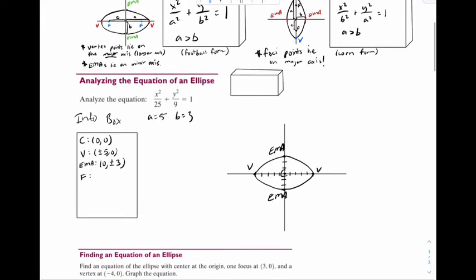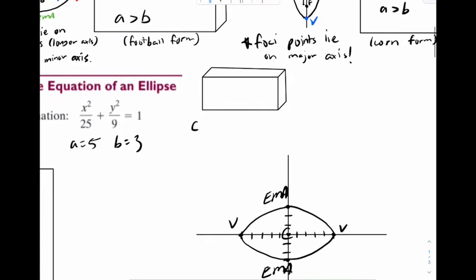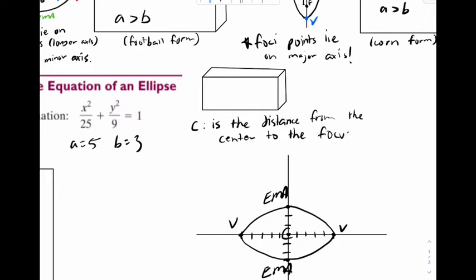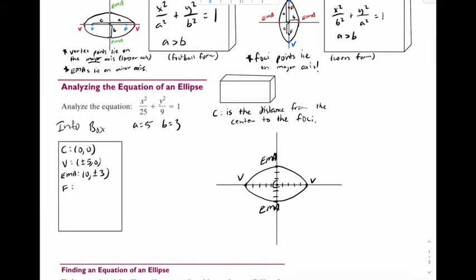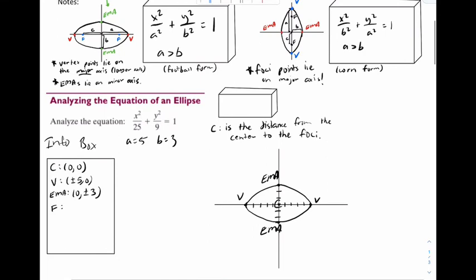So we know, right here, we'll do this box now, C is the distance from the center to the focus. I should put foci, because there are 2 of them. But we haven't talked about how to find it. So here's how we find it. There's a very nice formula we use, and it is C squared equals A squared minus B squared.